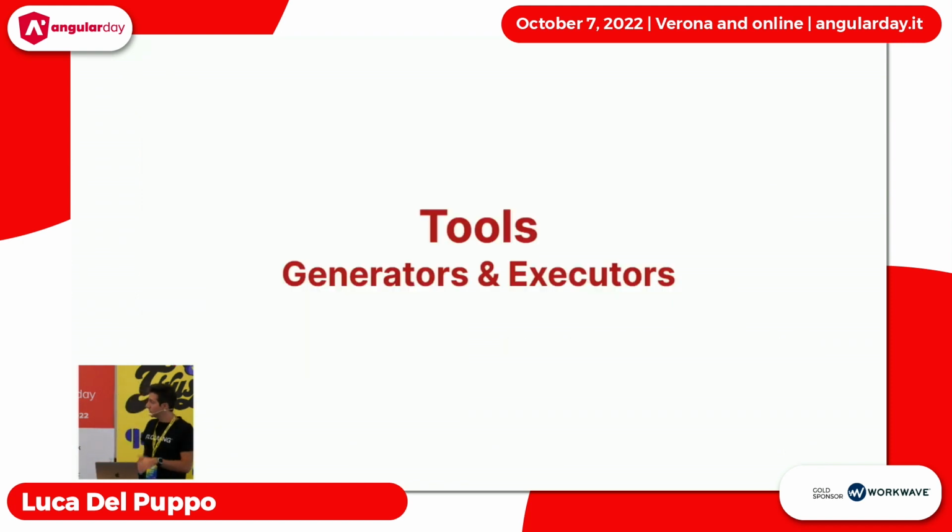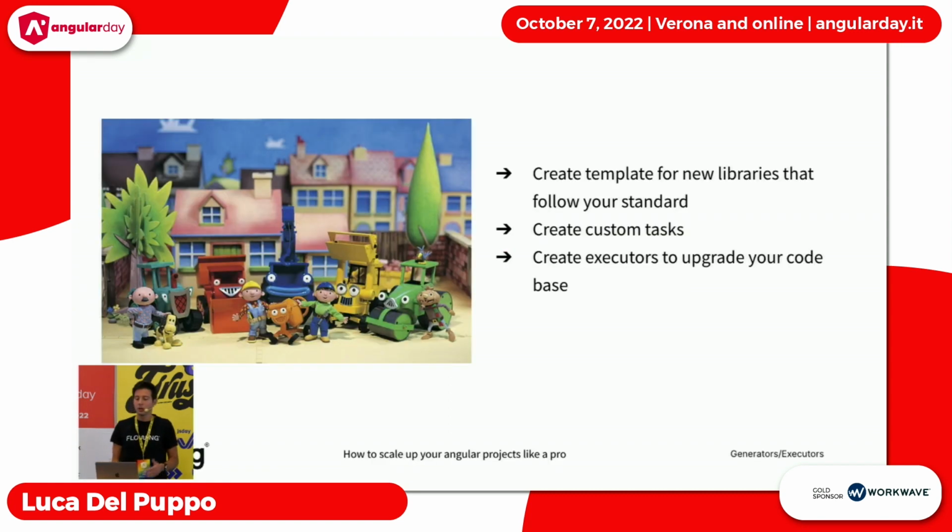The last one is the tooling. Tools can be generators or executors. Generators are used to create something like a library or application. So if you want to create your custom library in NX, you can create a generator, or you can also extend an existing generator. For instance, if you want to extend the NX library generator, you can do that without any problem.